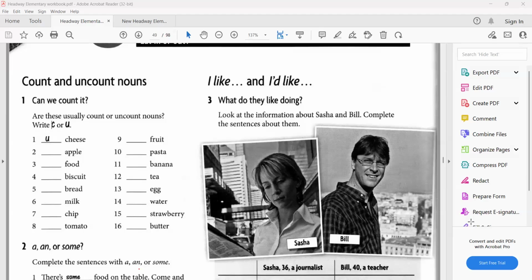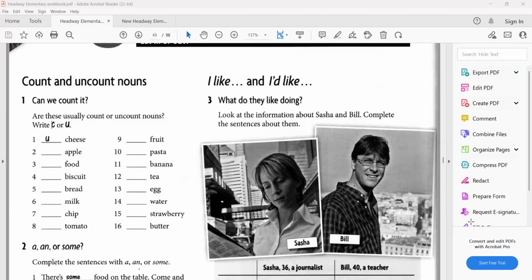Number 3 is food. Uncountable. Okay. Biscuits. Biscuits are countable. You can count the biscuits. So countable is something I can count. Uncountable is something I cannot count. Yes, we understand it. Bread. Bread is uncountable.